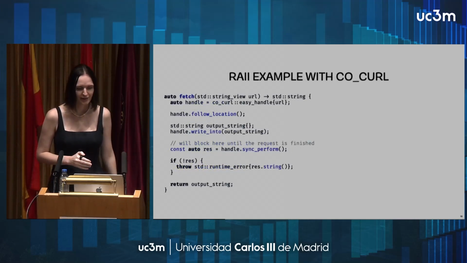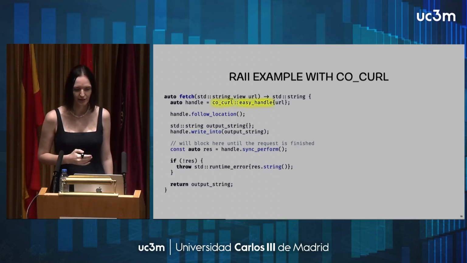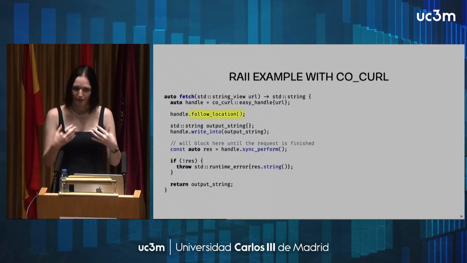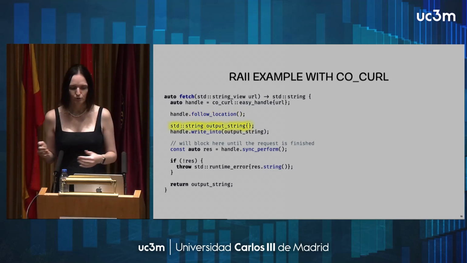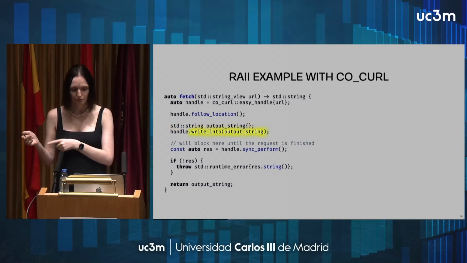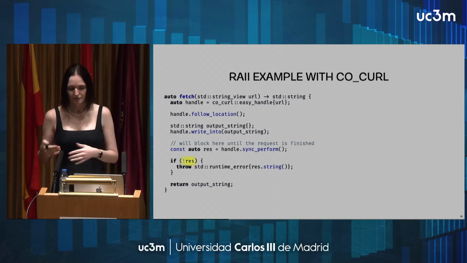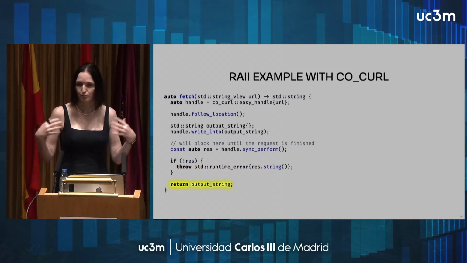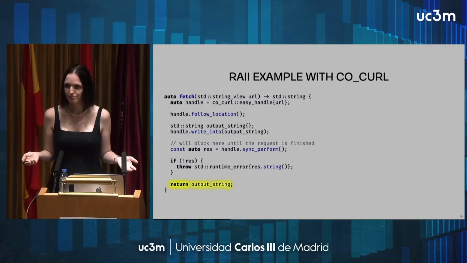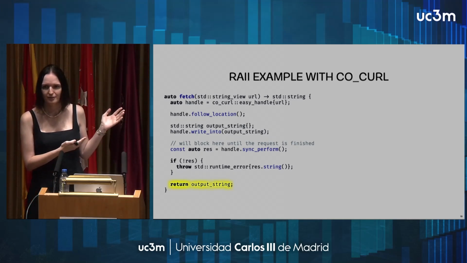Okay. So let's have a function fetch in C++. We will create the handle, set that it can follow the location, and provide the output string. We will be writing into the string. We start the synchronous perform, and otherwise if there is an error, throw an exception, and then finish and return the string. It's, I think, C++ 101. Mostly.